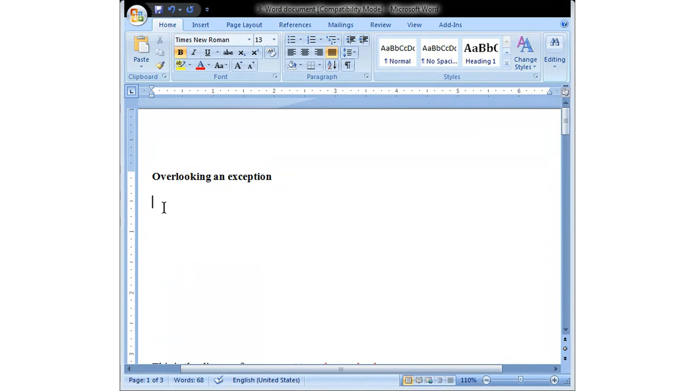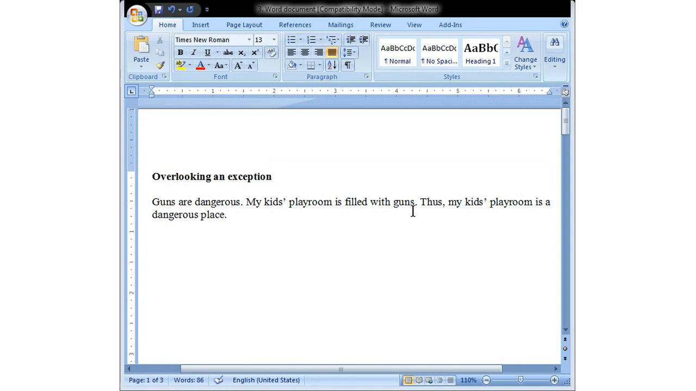Let's give an example. Suppose I say guns are dangerous. And you say my kids' playroom is filled with guns. Thus, my kids' playroom is a dangerous place. Again, I think intuitively, all of you can understand there's something wonky. What's going on here? Why is this a bogus argument?